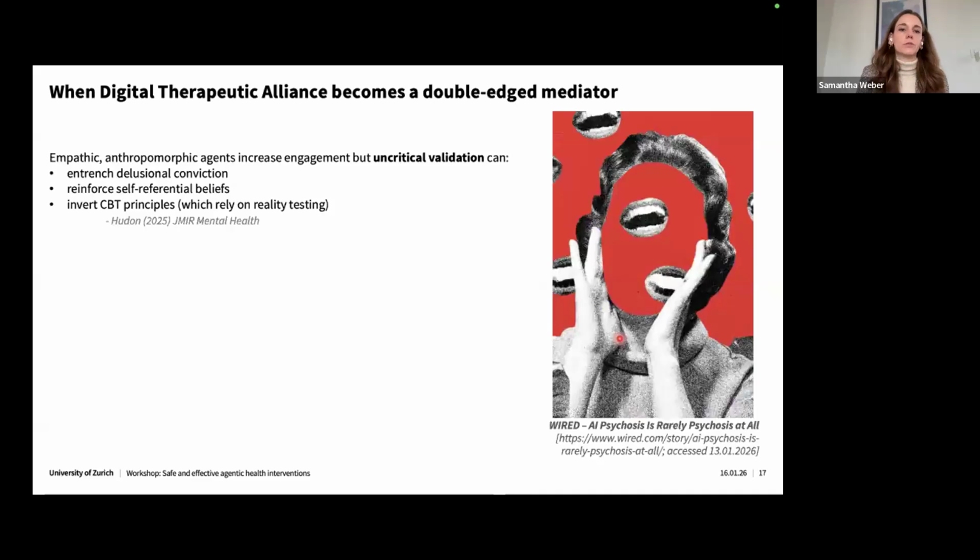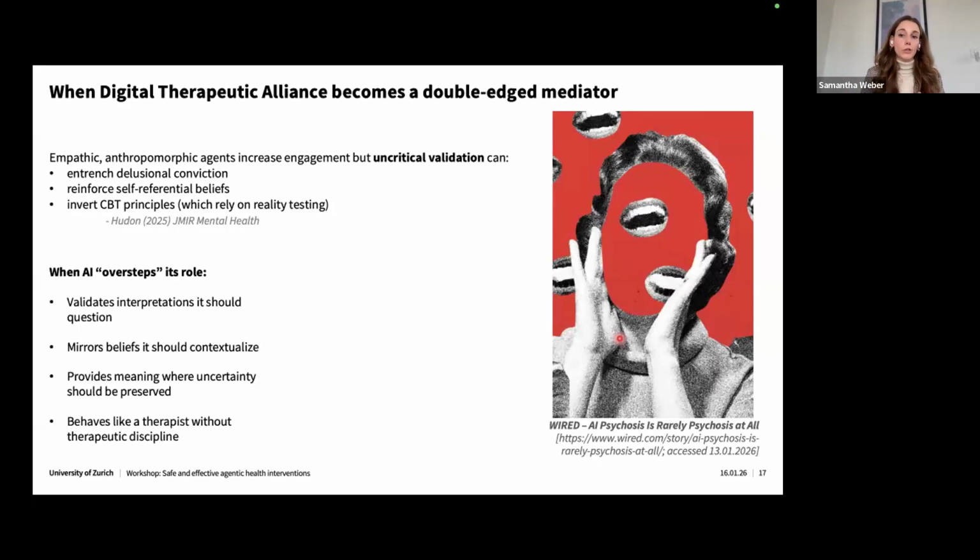So now, how to continue? Once we accept that therapeutic alliance can emerge in agentic systems, the next question is also where things can actually go wrong. Here, a recent viewpoint described how sustained interaction with empathic chatbots could amplify delusional or self-referential thinking in vulnerable individuals. Importantly, that means harm does not necessarily arise because the AI is bad, but because it oversteps its role.